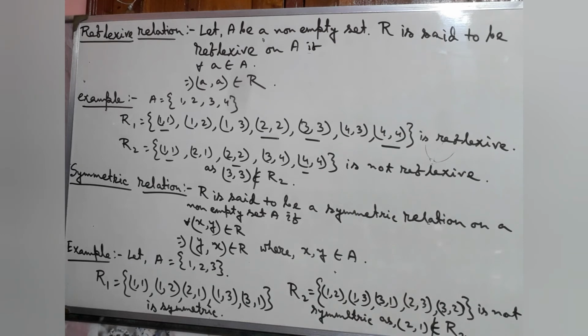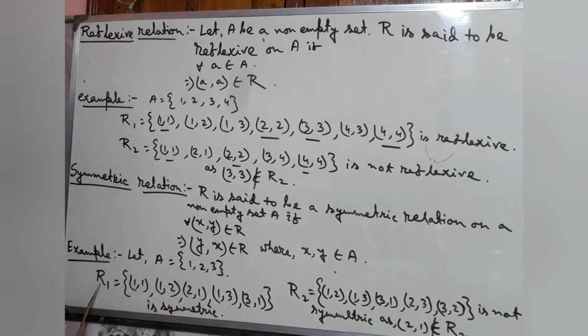Next, symmetric relation. What is a symmetric relation? R is said to be a symmetric relation on a non-empty set A if the ordered pair (x, y) belongs to R, then the reverse ordered pair, that is (y, x), also must belong to R to say that R is symmetric. Let us see also one example. Here the non-empty set A is {1, 2, 3}.